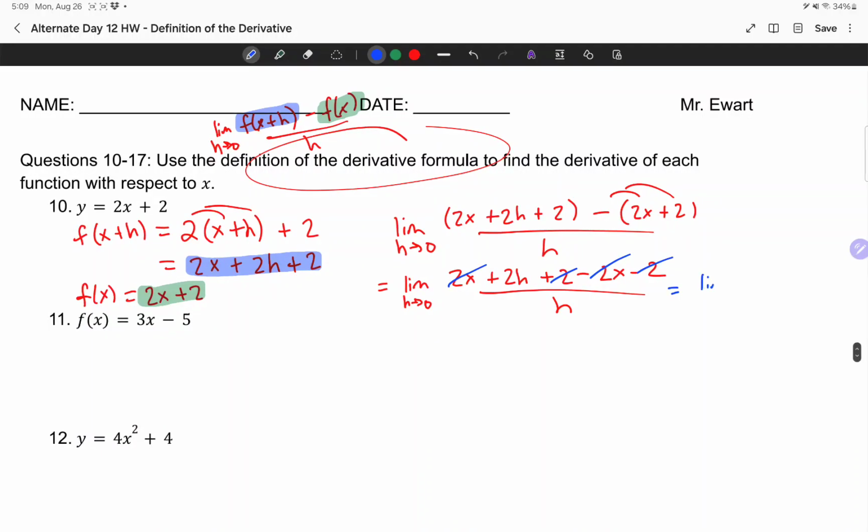That's going to give us the limit as h approaches 0 of 2h over h. We can cancel out the h's, and we're just left with 2. There's nothing to even plug in. It's just the number 2.